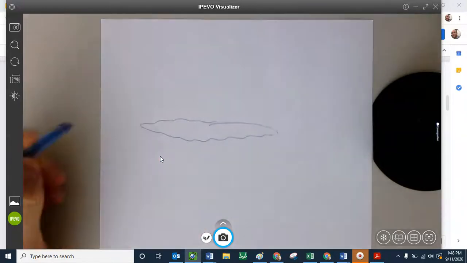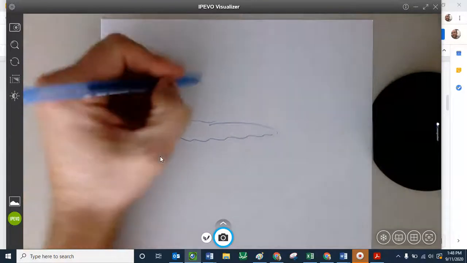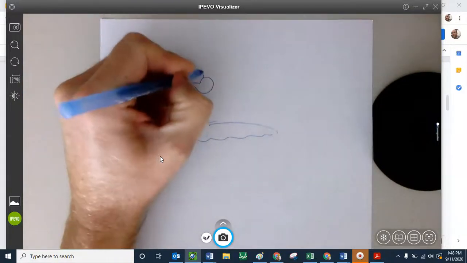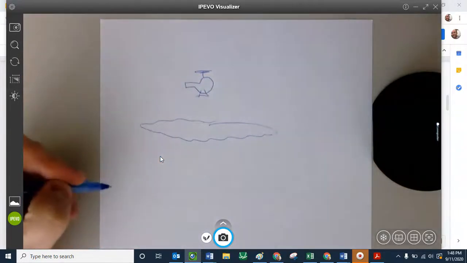So there's Lake Winnetonka. Our copter is somewhere above there. We don't exactly know where, but I'll just put it in the middle. When I was little, someone told me to draw a spoon if you ever want to draw a helicopter. So there's my spoon helicopter.